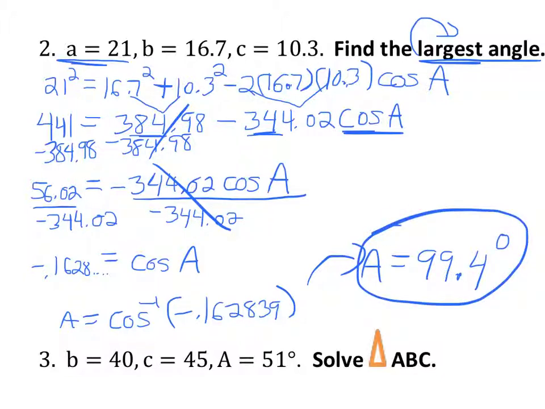So that took a little bit more work, but I only had to find one thing. It specifically said find the largest angle. Since we have all three sides, the largest angle has to be opposite the largest side, which in this case was side A.